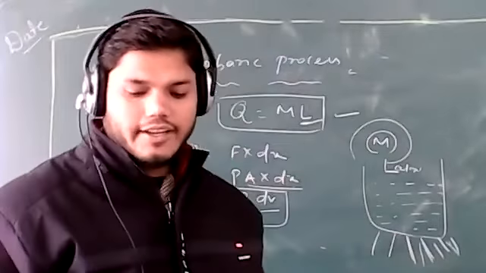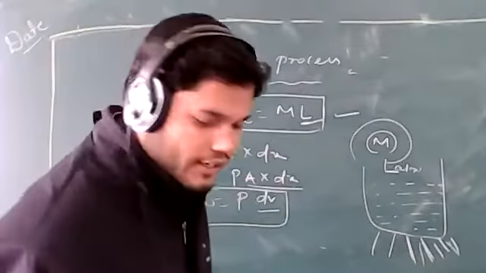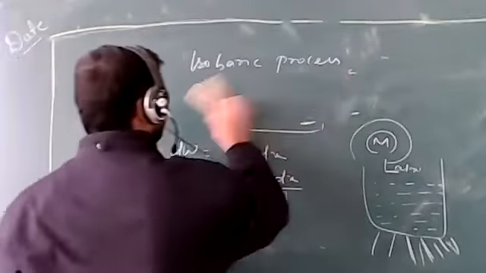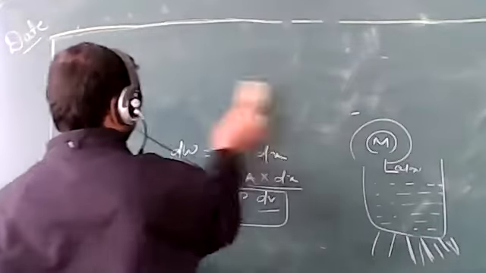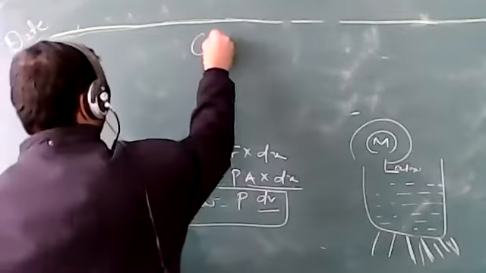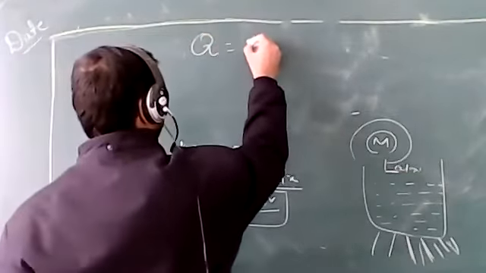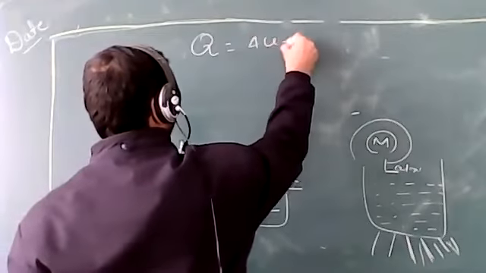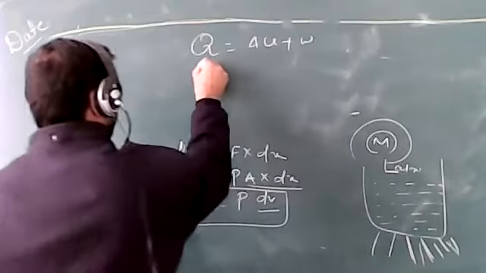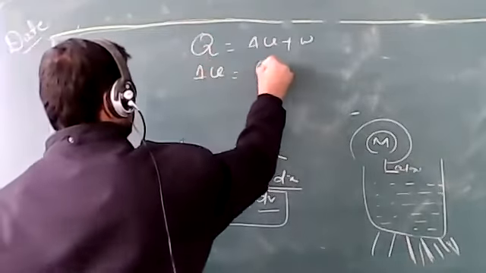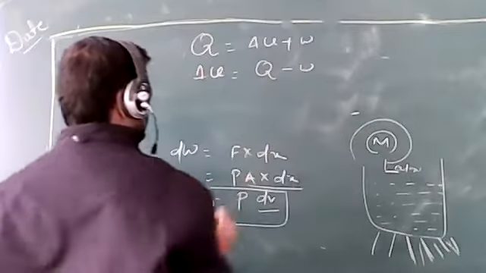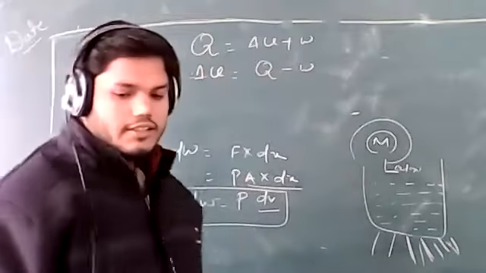If you want to apply the first law of thermodynamics, what does it tell? The first law of thermodynamics tells that Q equals delta U plus W. If you want to find delta U, that means Q minus W.